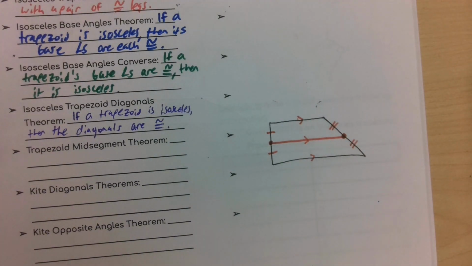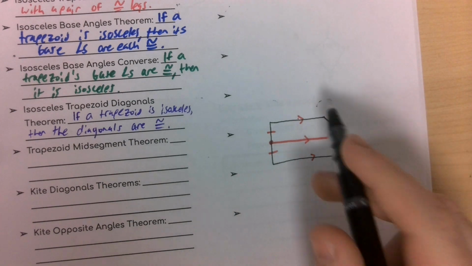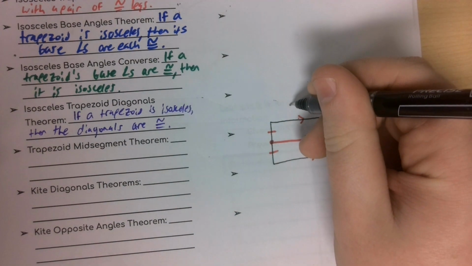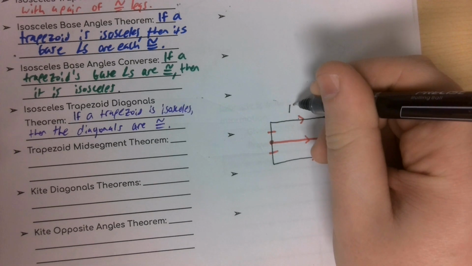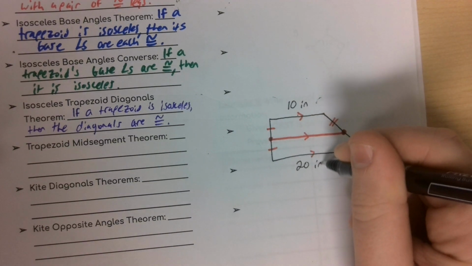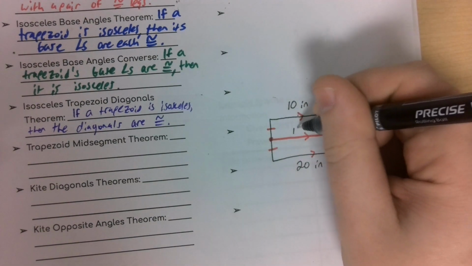But there is something else that we can figure out. Believe it or not, we can actually figure out how long this mid-segment is if we know the lengths of the other two bases. So for instance, let's say this top base is 10 inches long, and the bottom base is 20 inches long. Since the mid-segment is exactly in the middle, it's actually going to be halfway between 10 and 20 inches. It's going to be 15 inches.